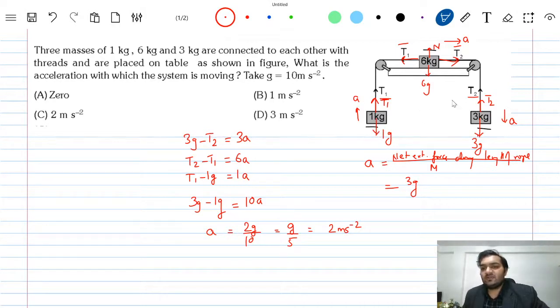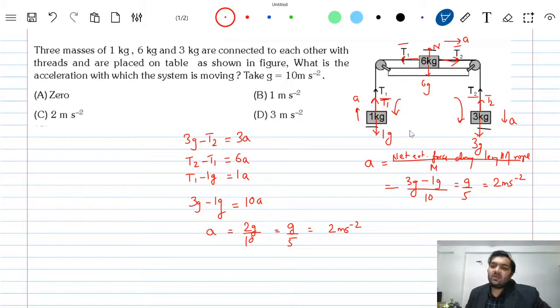Net external force is 3g downwards here, so 3g, but 1g here is in the backward direction. So 3g is trying to make it move forward, 1g is trying to make it move in the backward direction. So 3g minus 1g divided by the total mass of the system, 3 plus 6 plus 1, 10, which is g by 5, which is again 2 meters per second square.